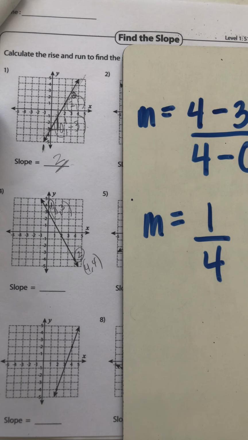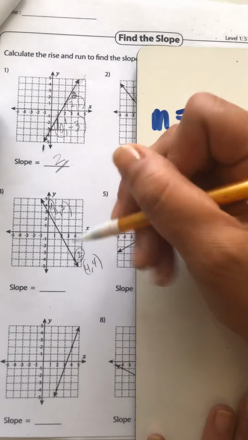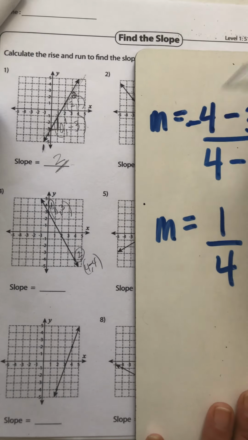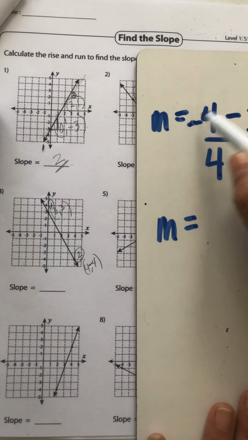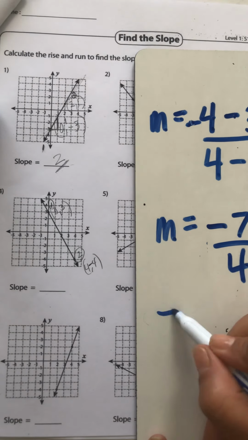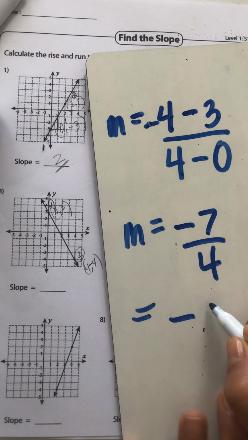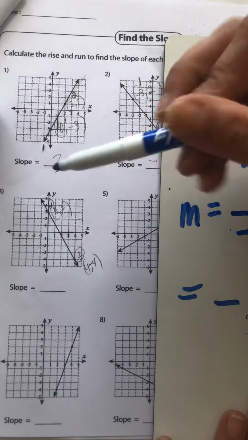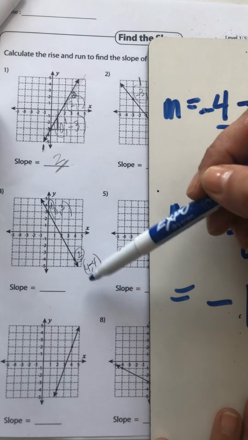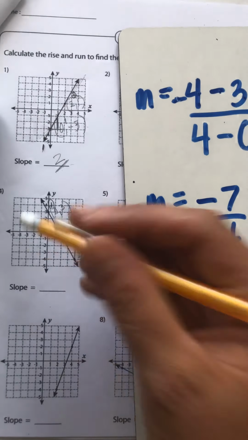So your slope should be negative. What did I do wrong? Oh, because this is negative 4. So y2 is negative 4. Sorry. So negative 4 minus 3 is negative 7 over 4. There's only one negative in my fraction, so my answer stays negative. And this is negative 1 3/4. So if you notice, this slope, even though it's negative, is a similar steepness as number 1, and the answer itself is pretty close to it.